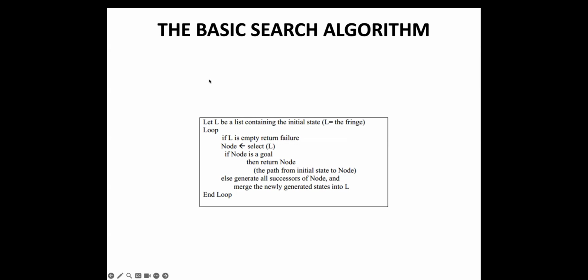First of all, what we do is we are going to keep a list of nodes. Initially, the list will just have the initial state. Don't worry, very soon we'll look at an example and the algorithm will make sense.